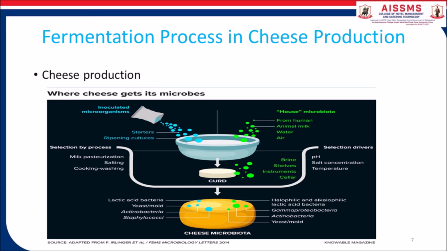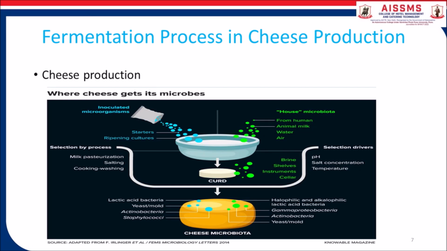When cheese making is in process, bacteria in the form of a culture are added to the milk. They start working and curdle the milk. Cheese production involves a series of fermentation and aging steps where microorganisms work their magic.